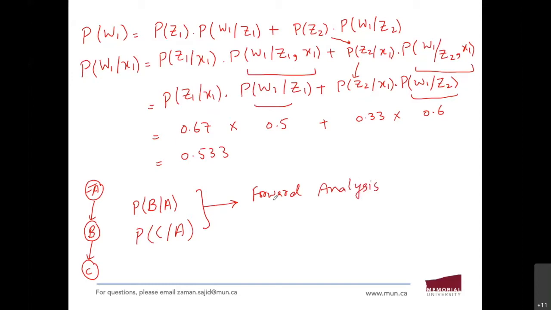Now the analysis that we just finished, there are two things that we did here. The first one we used was the law of total probability. And the second thing we used is the Markovian condition.